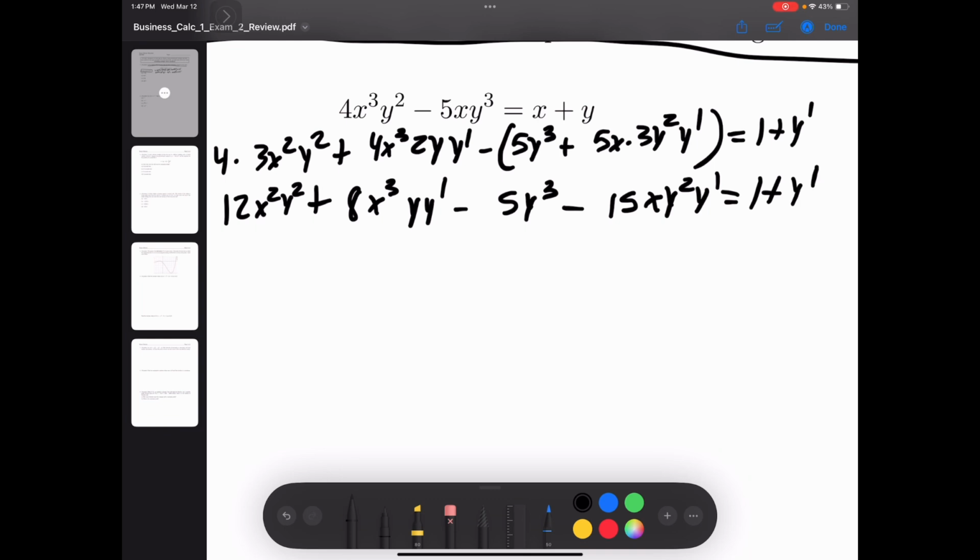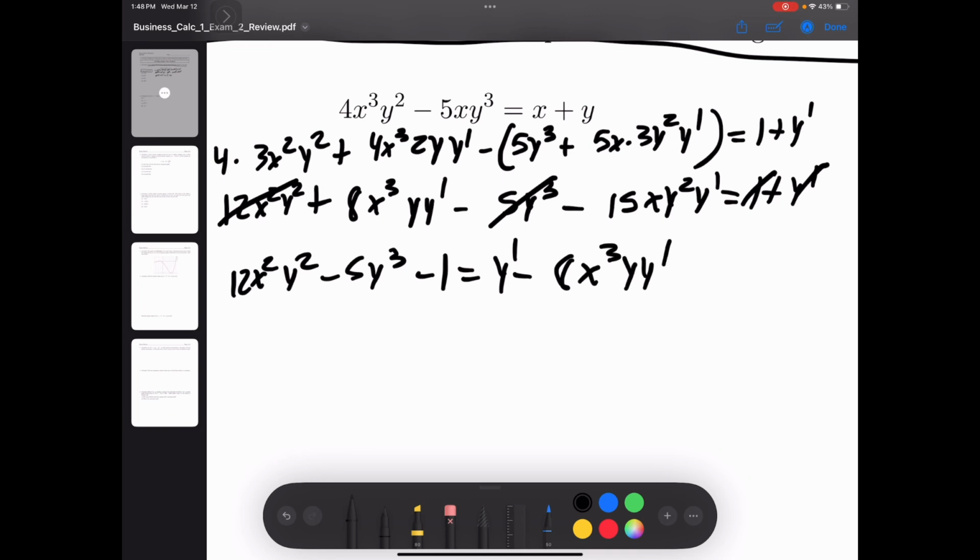Okay, let's bring all the y prime terms to one side and all the regular terms to the other side. So the regular terms are 12x squared y squared minus 5y cubed. So we did that one, we did that one. And then we have the 1 on the other side, so I'll do a minus 1 because I'm bringing it to the left. And that's equal to y prime, that's that last term, minus 8x cubed y prime plus 15xy squared y prime.